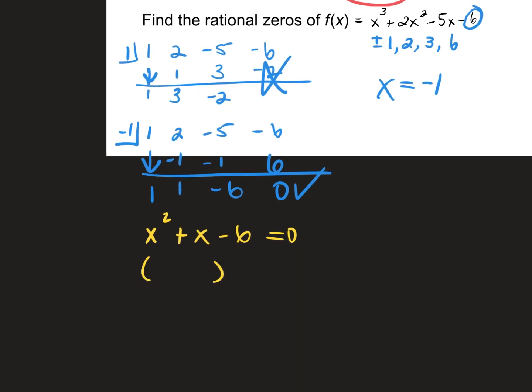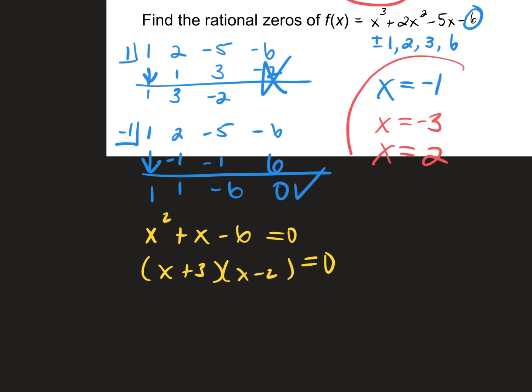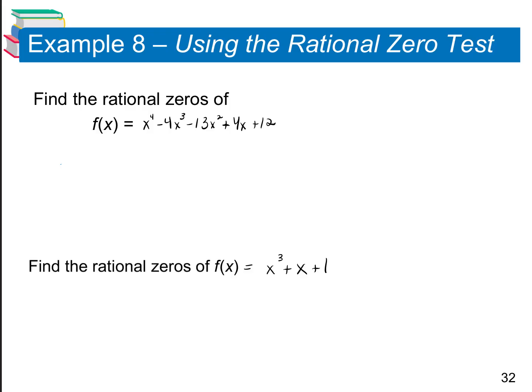Perfect. If you want to do synthetic division again, feel free. I'm going to try and factor it. Are there factors of negative 6 that multiply to give me negative 6, but add to give me 1? Plus 3, minus 2? Perfect. So what are my other 2 zeros, guys? X equals negative 3, and X equals positive 2. Is this super hard? No. Is it a little tedious at times? Yes.